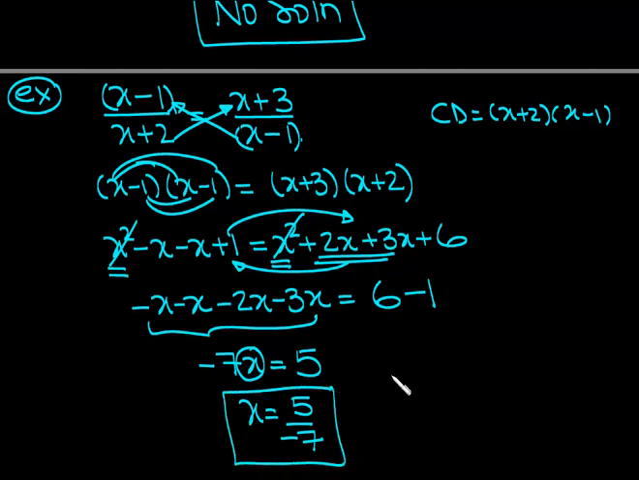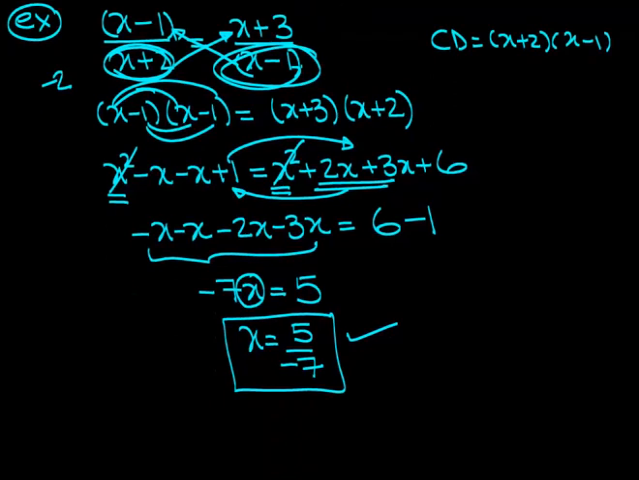You can check your answer if you have time, but you should definitely check for division by 0 since x is in the denominator. When will this be 0? When x is negative 2. Is negative 2 our answer? No. When will this be 0? When x is 1. 1 minus 1 is 0. So 1 is not our answer. So this is a good answer. You can definitely plug it in and check to see if the two sides are the same.